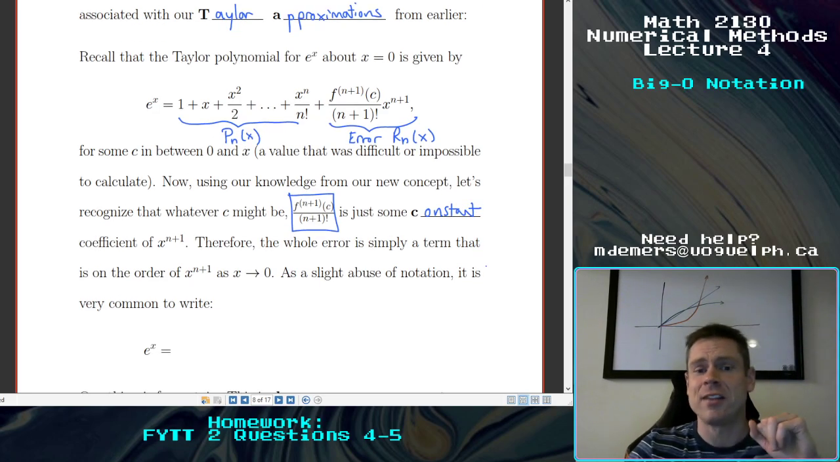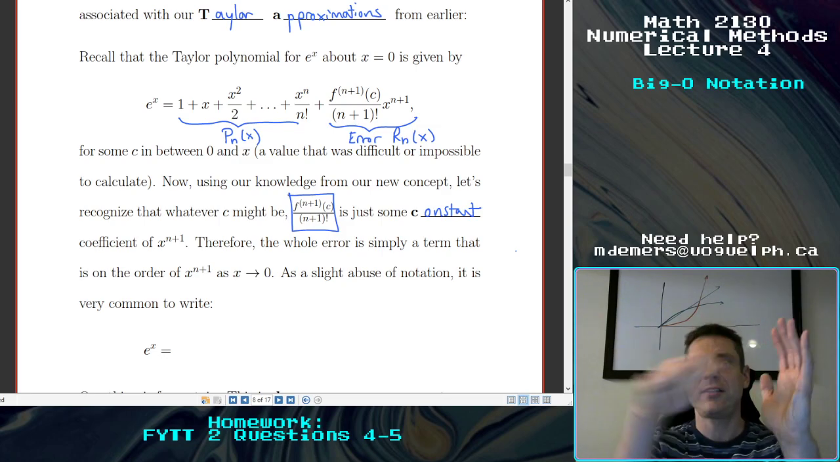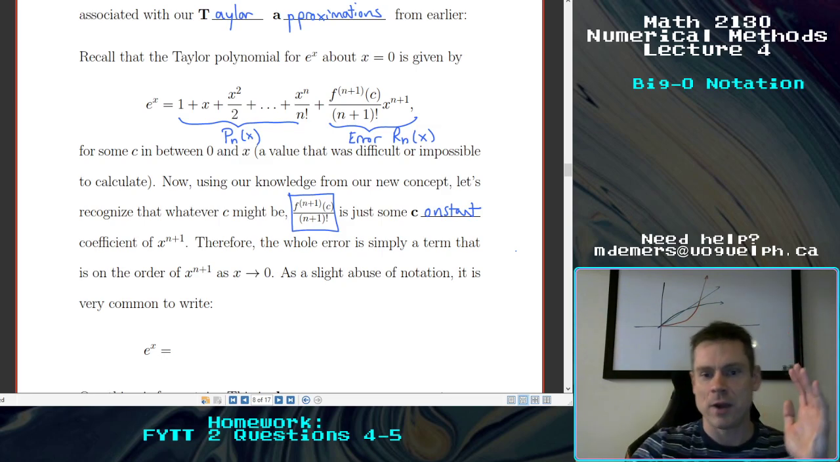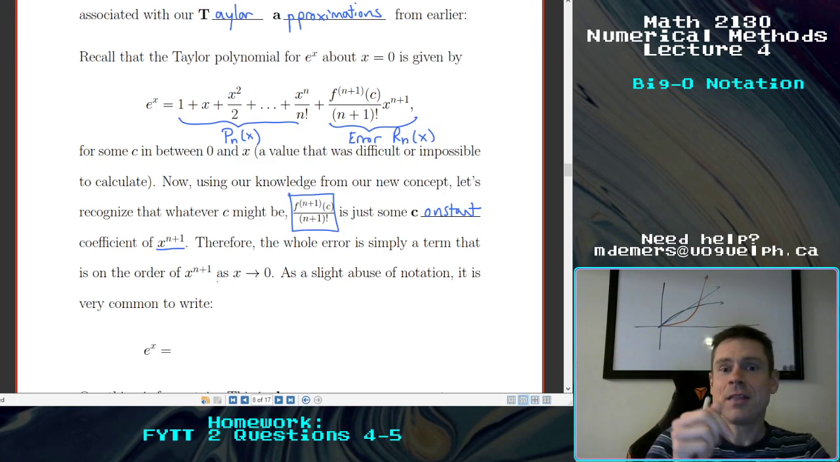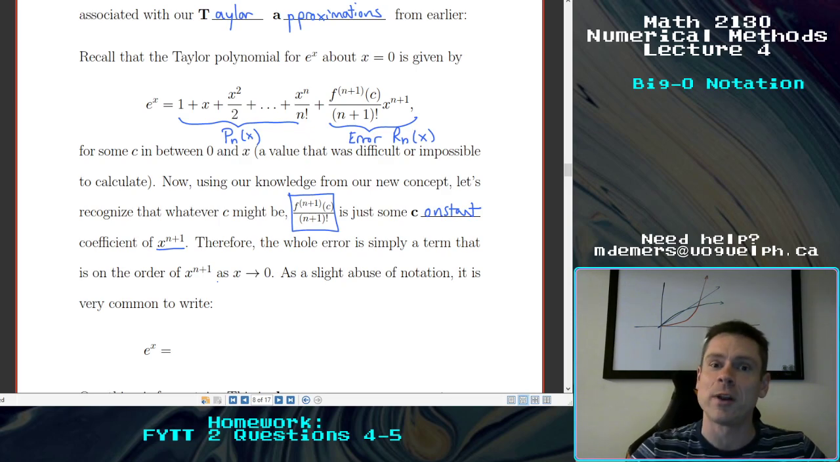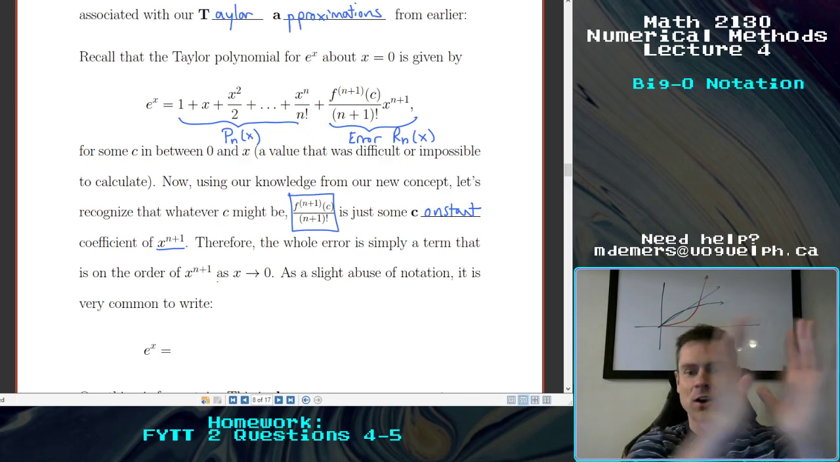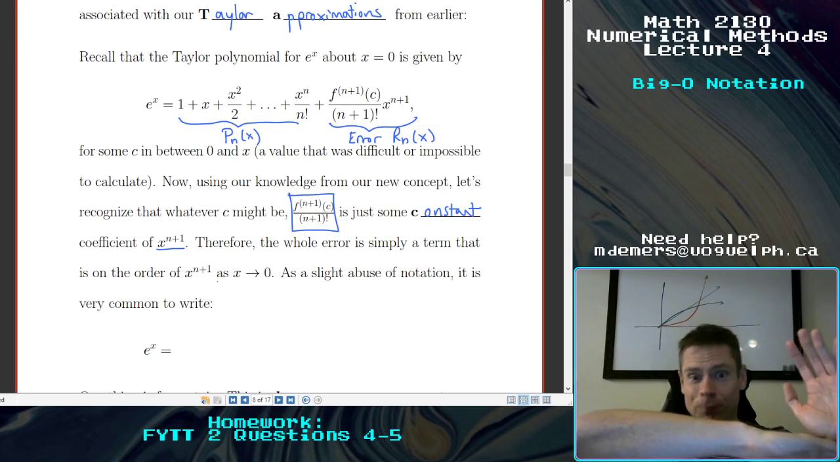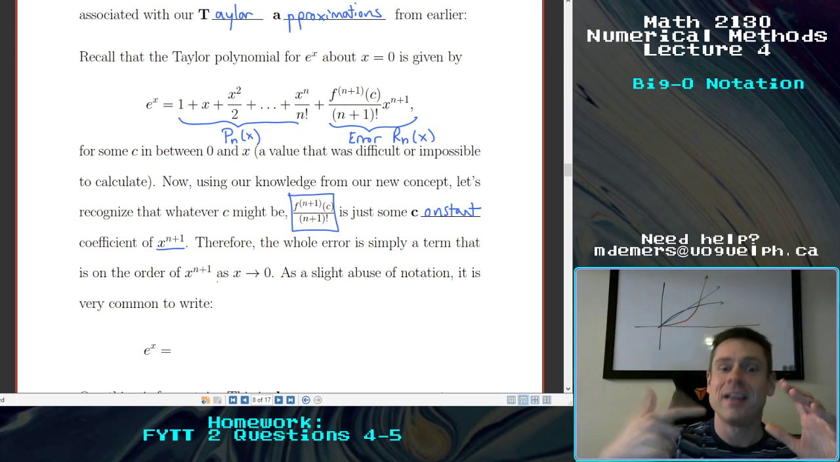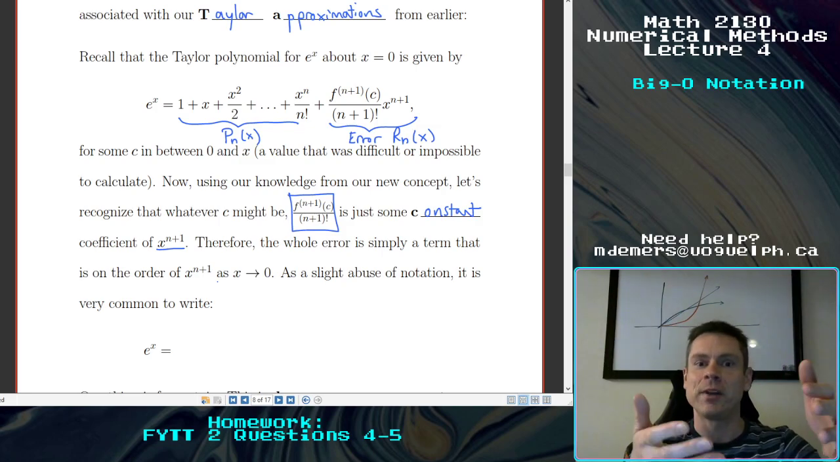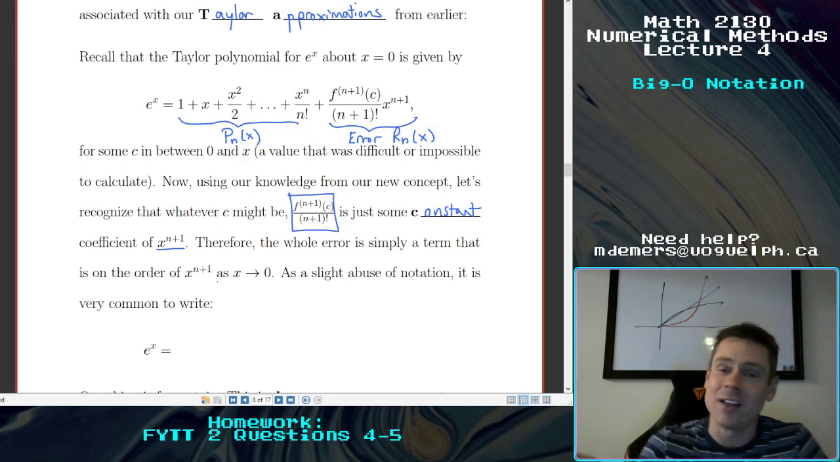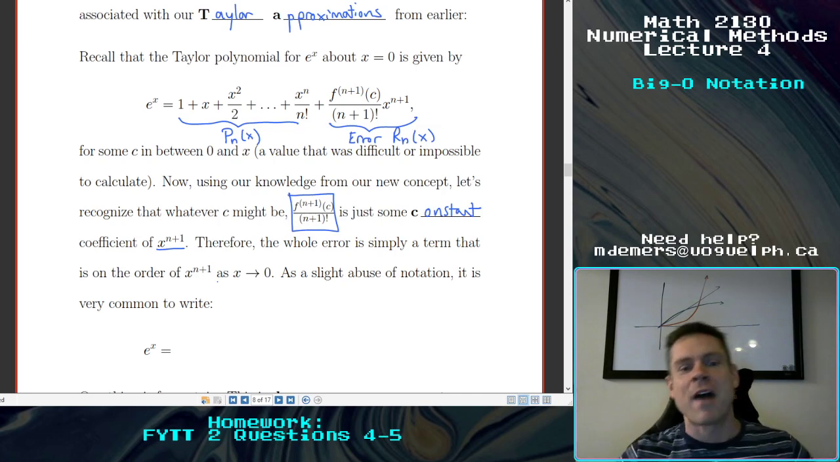And because it's some constant, I can take that constant times x to the n plus 1, a constant coefficient of x to the n plus 1. And I can show very easily that it is on the order of x to the n plus 1 itself. All you'd have to do is take that constant times x to the n plus 1, put it over x to the n plus 1, and then take a limit as x goes to 0. Clearly, the x to the n plus 1s would cancel, leave you with that constant, and that's a constant. So you'd show that that ugly term is nothing more than something that's on the order of x to the n plus 1 as x gets really small.